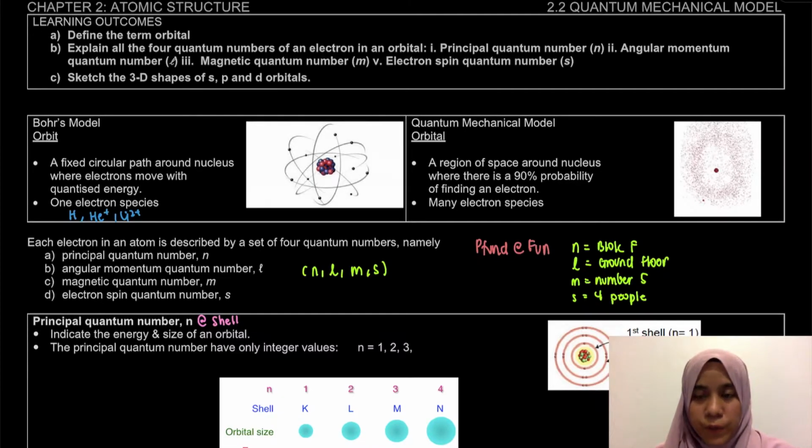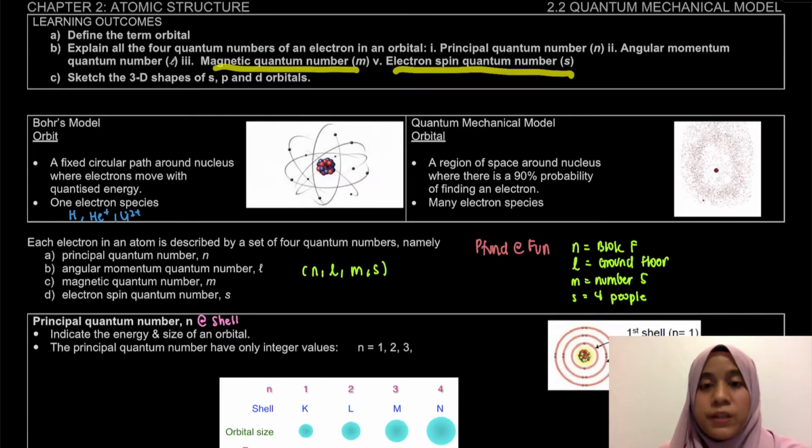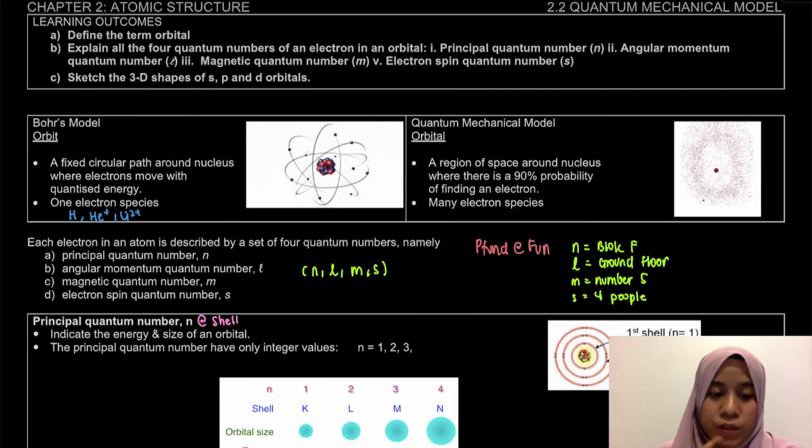Assalamualaikum and hello everyone. In this video, I have explained two of my quantum numbers. We're going to continue to explain the magnetic quantum number M and the electron spin quantum number S. Besides that, we're going to sketch the 3D shapes of the S, P and D orbitals.